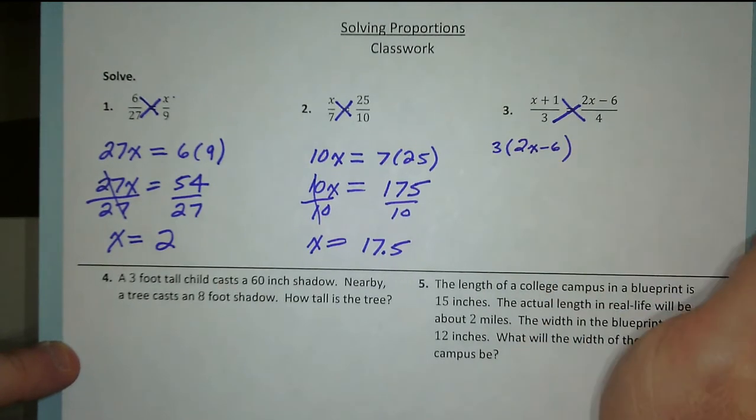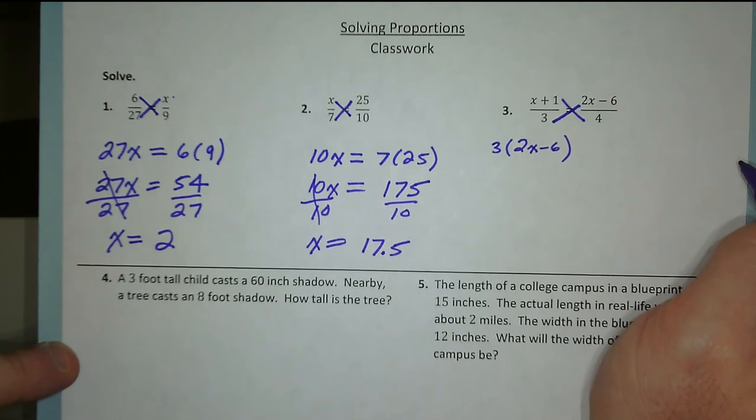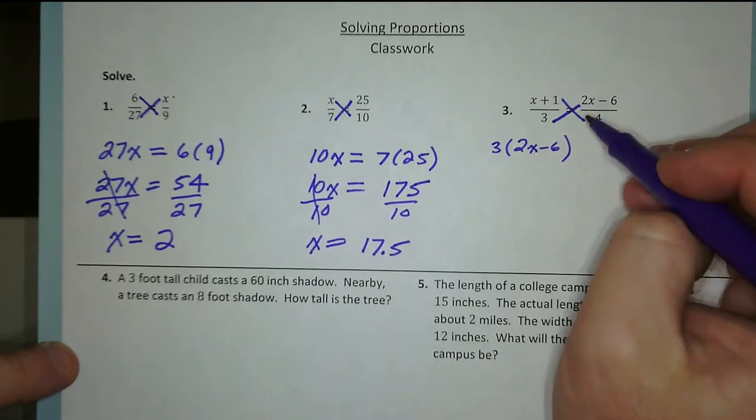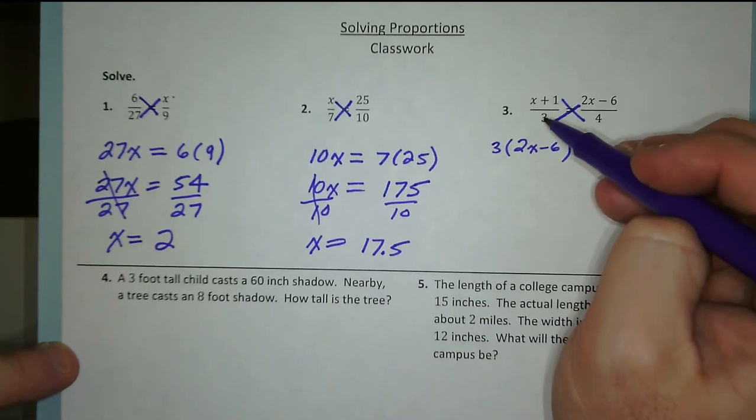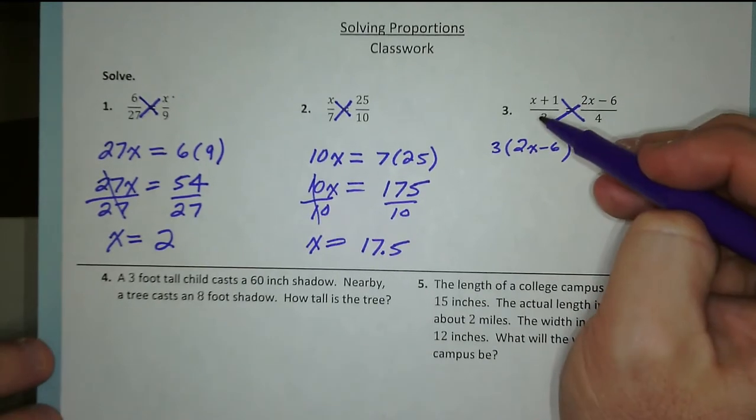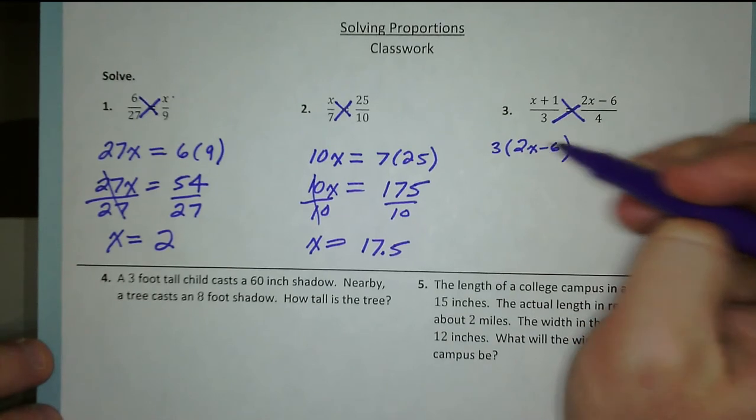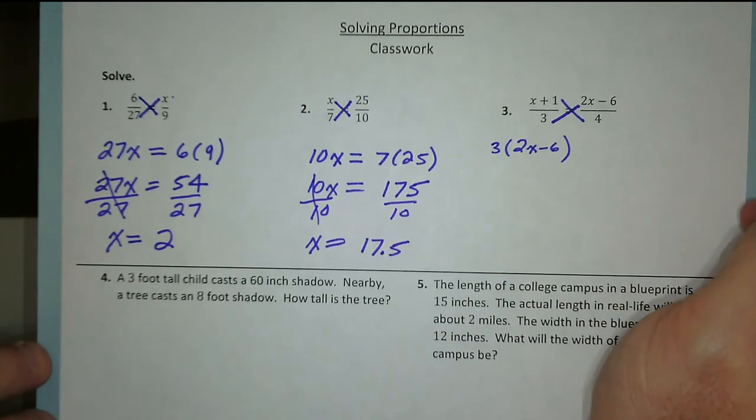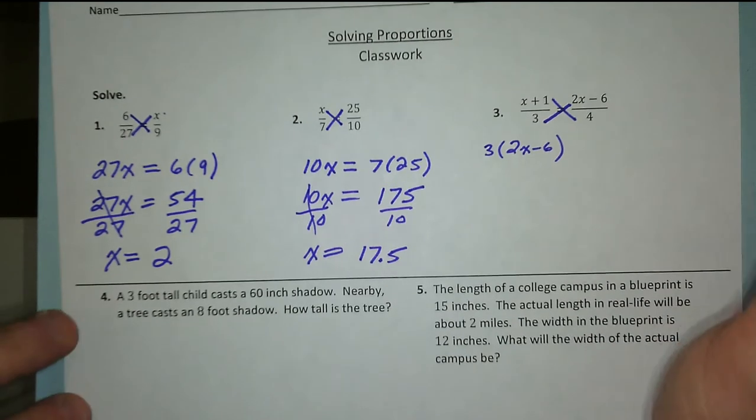That 2x minus 6 you need to think of as being in parentheses, the entire quantity of 2x minus 6. You're not just multiplying 3 times the 2x, you're multiplying 3 by this whole thing, which means it's going to require some distributing, the distributive property.